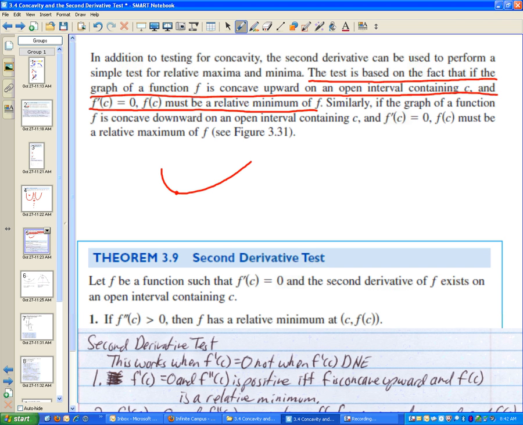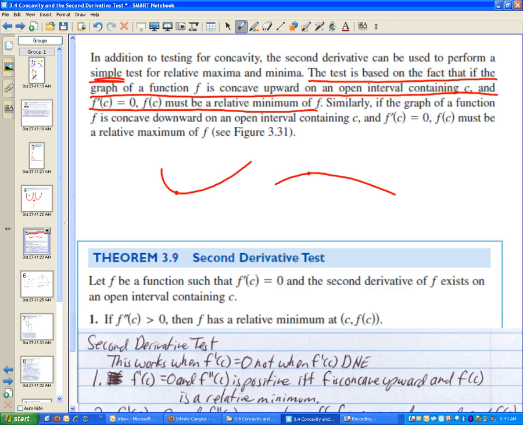So similarly, if the graph of a function f is concave downward on an open interval containing c, and f prime of c equals 0, so where's the only c where the derivative would equal 0? Right there. F of c must be a relative maximum. It is, isn't it? So that's cool, I think. And it really is sort of simple. Less work, I'll put it that way. Less work than the first derivative test. I don't know if it's simpler. Does that make sense? All right, good.